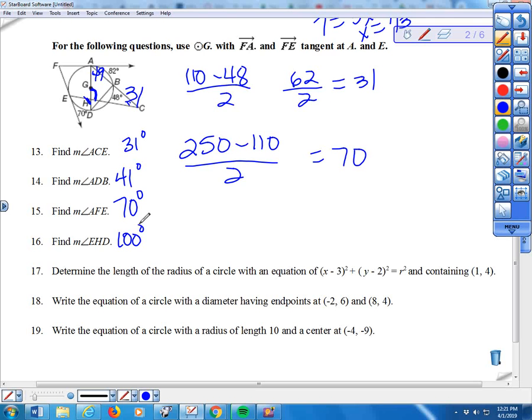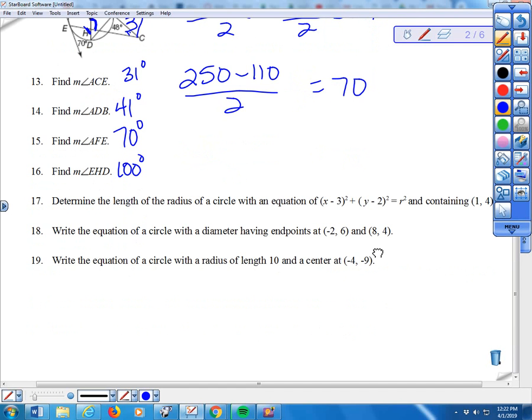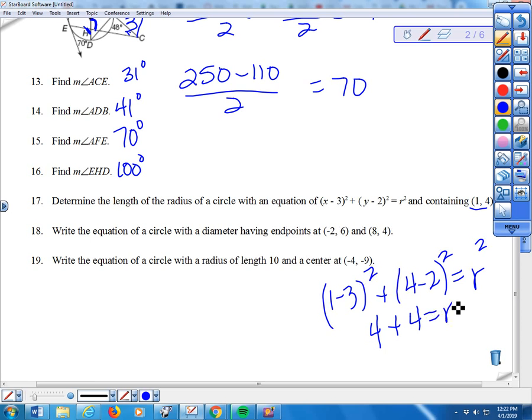Okay. Determine the length of the radius of a circle with the equation x minus 3 squared plus y minus 2 squared equals r squared that contains these points. So all you have to do is just plug those points in for x and y. So I have 1 minus 3 squared plus 4 minus 2 squared is equal to r squared. 1 minus 3 is negative 2, squared is positive 4. 4 minus 2 is 2, squared is 4. So r squared equals 8. r is equal to the square root of 8.